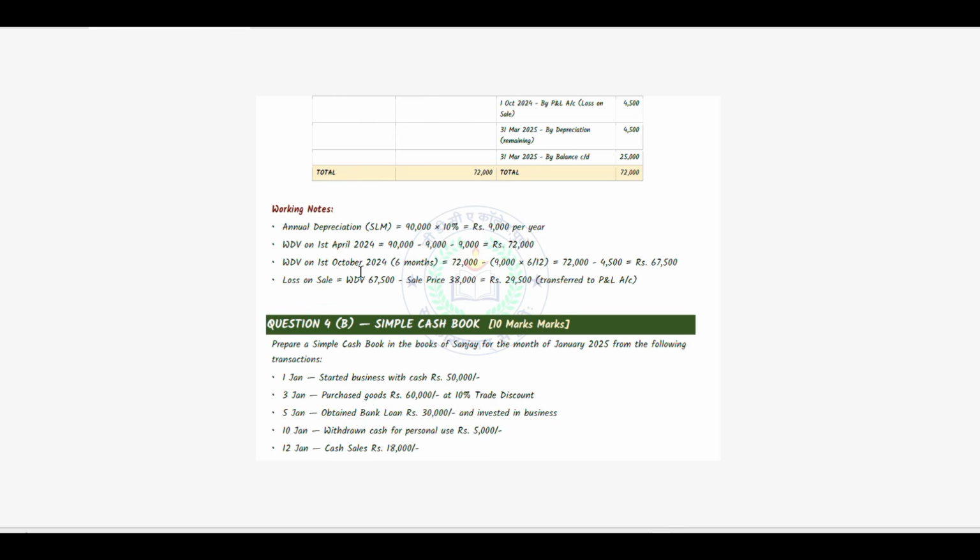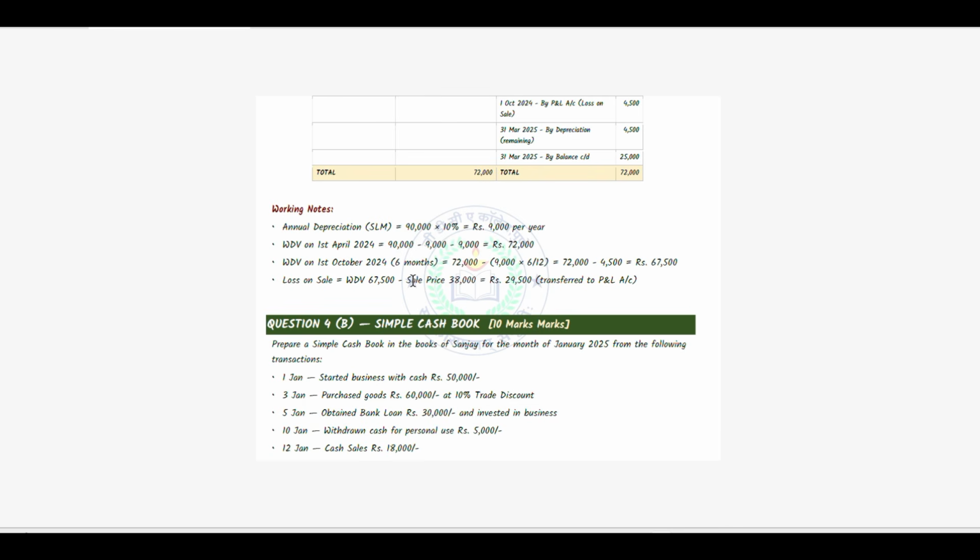Loss on sales: written down value of 67,500 rupees minus sales price of 38,000 rupees is equal to 29,500. This amount will be transferred to profit and loss account, because we have sold the machinery at the WDV, that is written down value. So whatever balance is there, that is 29,500, it will be automatically transferred to profit and loss account.